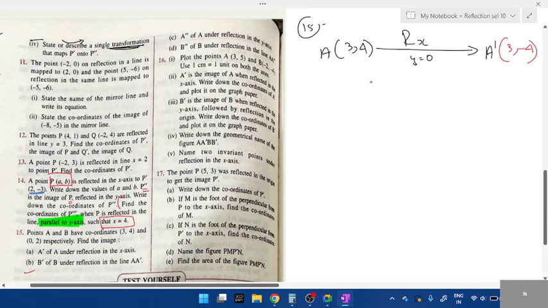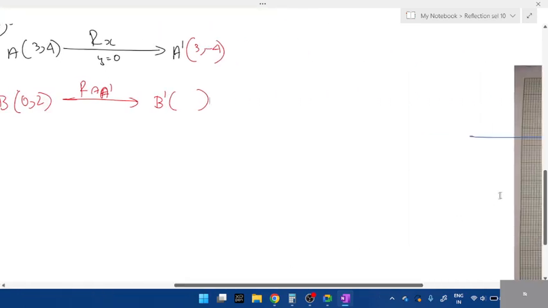Tell me, all of you look at B. What is the B value given? 0 comma 2. You need to find B dash, but is any reflection mentioned? What have they mentioned here? Reflection in A dash. Here it is not X or Y, it is A dash. We need to use a graph here. I'll tell you what A dash means.